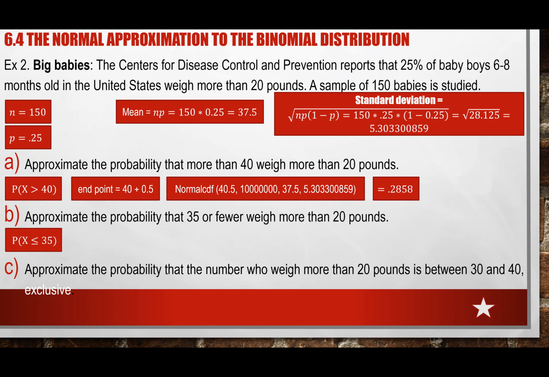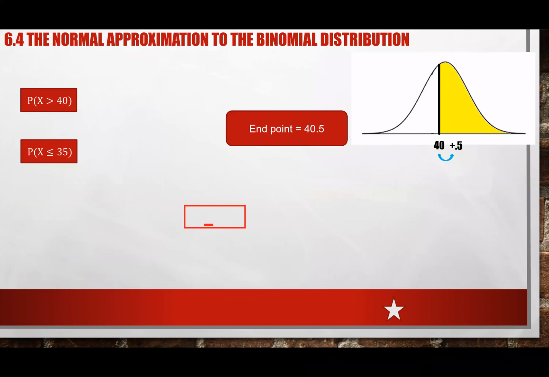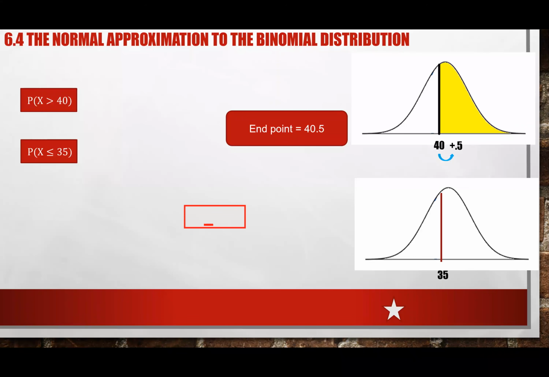But again, if you look at B, they ask you for the probability of 35 or fewer. Because the word fewer means either 35 or less, right? So if you look at this item, we're looking for 35 or fewer, meaning we're looking for something less than 35. What you need to ask yourself is, probability of X less than or equal to 35. Sketch your graph, sketch your item, and this is what we're looking for, right? We're looking for the area to the left of 35.